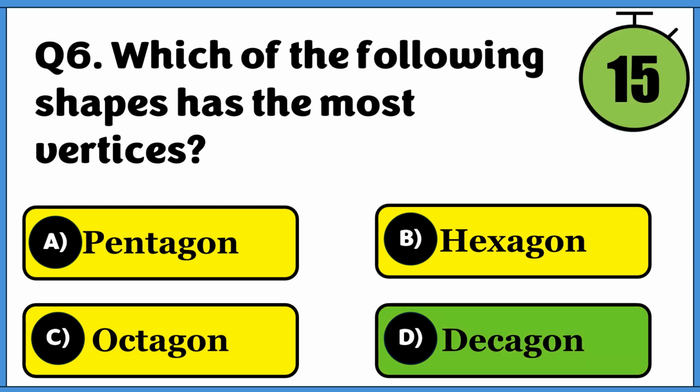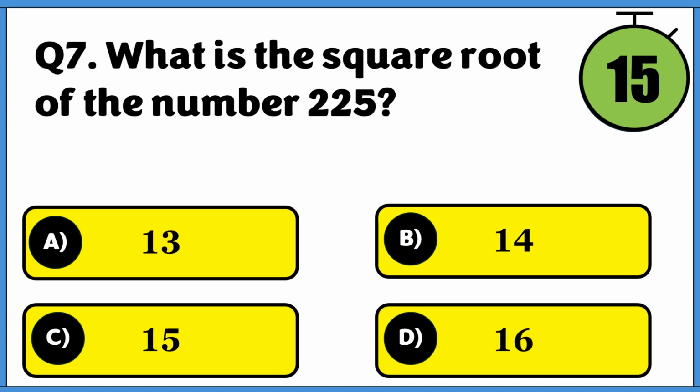The correct answer is D, decagon. A decagon has 10 vertices, more than any other shape listed. Question 7. What is the square root of the number 225? Is it A, 13, B, 14, C, 15, or D, 16?